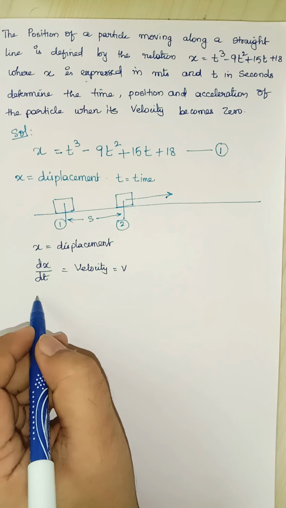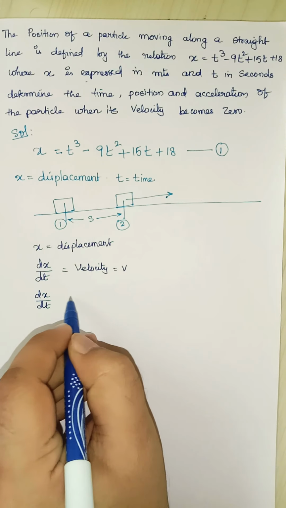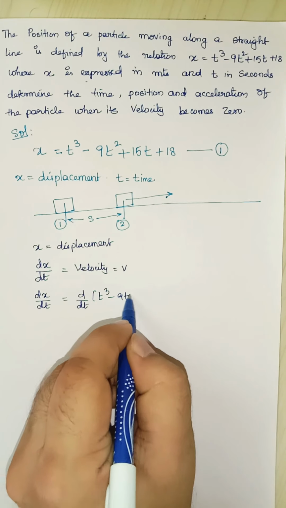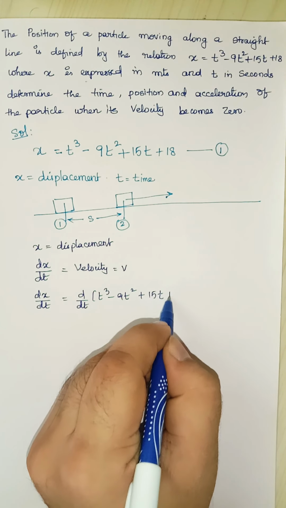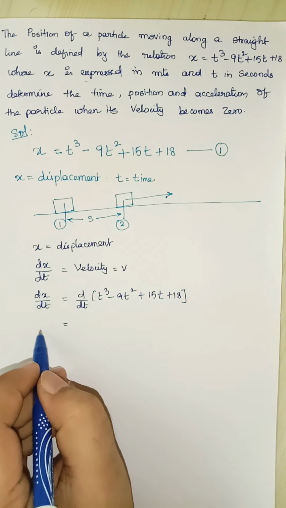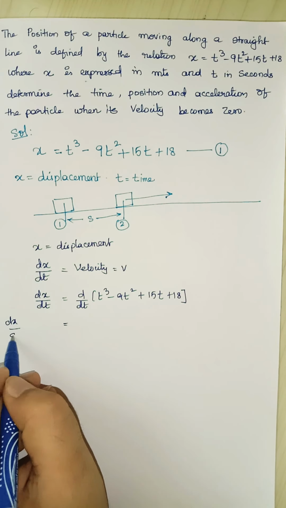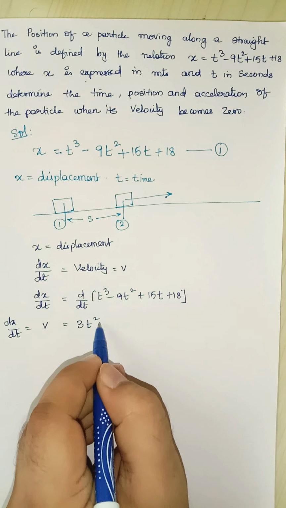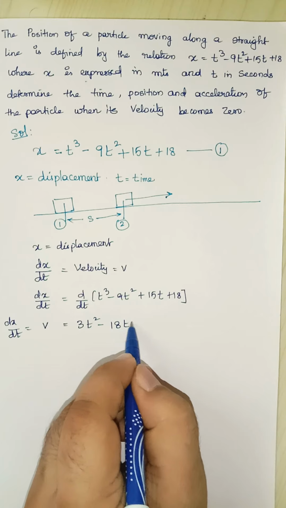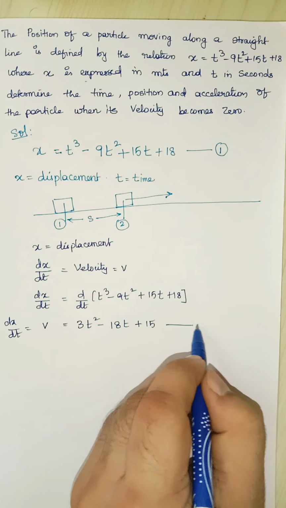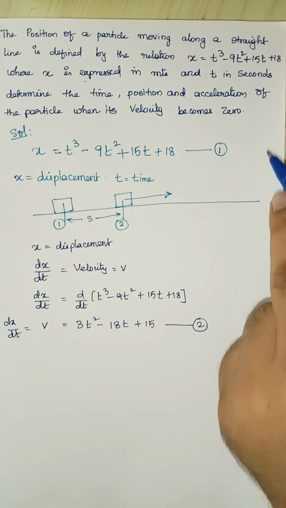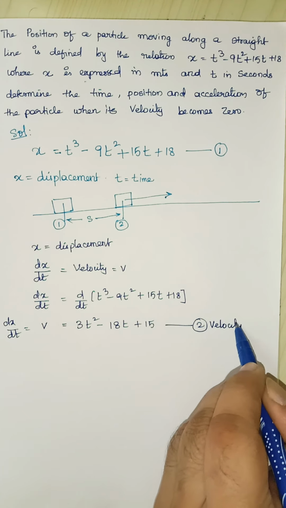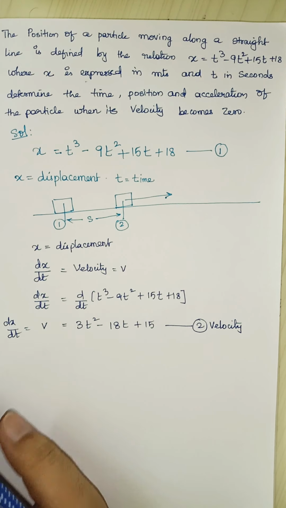Now I'm differentiating the first equation: dx by dt is equal to d by dt of t cube minus 9t square plus 15t plus 18. Whatever dx by dt we get here is the velocity. It becomes velocity v is equal to 3t square minus 18t plus 15. Let us call this the second equation. As the first equation represents the displacement, the second equation represents the velocity.